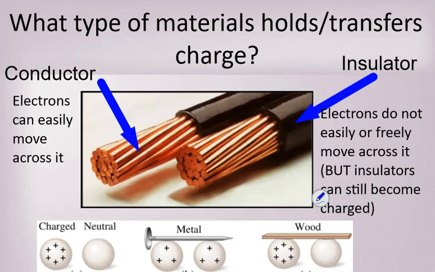Insulators, however, can become charged. You can give them extra electrons or take them away, but once you do so, the electrons are not free to move from atom to atom like they would in a conductor.